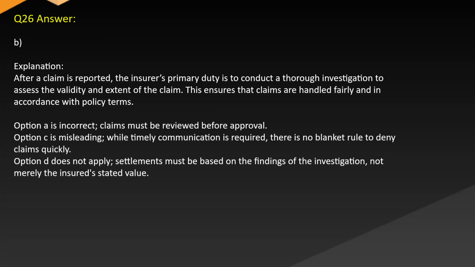Answer B. Explanation. After a claim is reported, the insurer's primary duty is to conduct a thorough investigation to assess the validity and extent of the claim. This ensures that claims are handled fairly and in accordance with policy terms. Option A is incorrect. Claims must be reviewed before approval. Option C is misleading. While timely communication is required, there is no blanket rule to deny claims quickly. Option D does not apply. Settlements must be based on the findings of the investigation, not merely the insured's stated value.